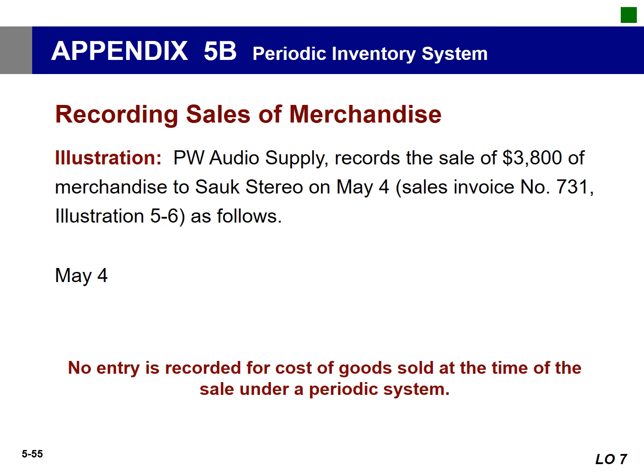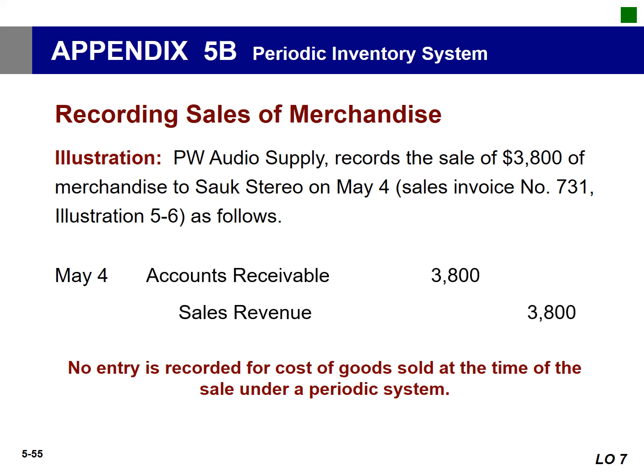Now let's turn our attention to PW Audio Supply, the seller. Again, we're going to change it now to where PW Audio Supply keeps track of its inventory under a periodic inventory system. So, PW Audio Supply is going to record the sale, just like we recorded under the perpetual system. Debit accounts receivable, credit sales revenue for $3,800. But we're not going to make that debit to cost of goods sold and credit to the inventory account like we did under the perpetual system.